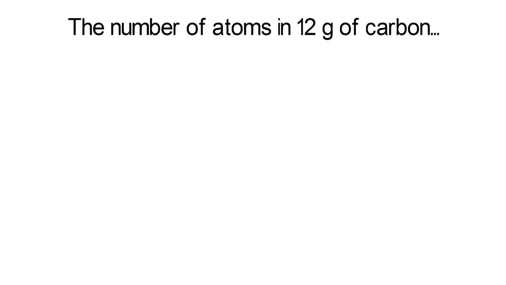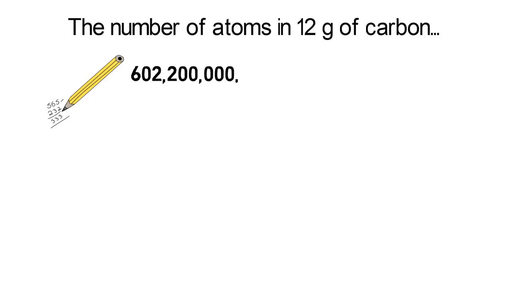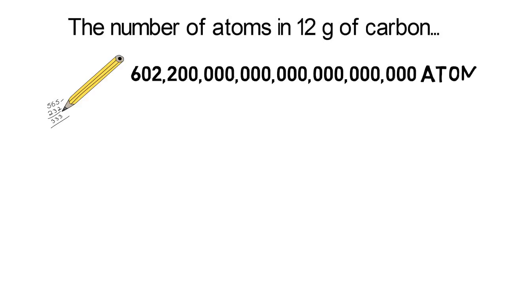So now that we know about measurements, let's say we wanted to measure the number of atoms in 12 grams of carbon. What would that be? It's a whole lot of pencils, all of that carbon. Turns out that would be 600,000,000,000,000,000,000,000 and so on. It's a really big number.